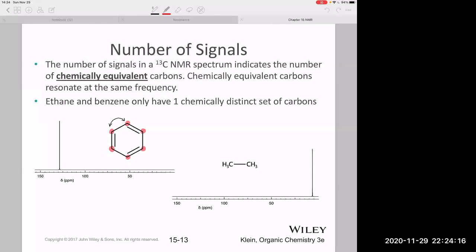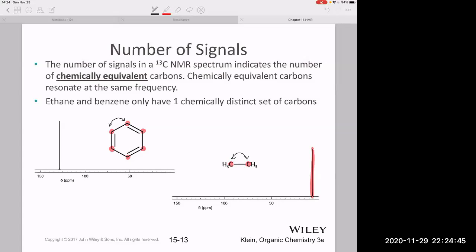Again, in our C13 NMR spectra for ethane, we only have one peak because both of these carbons are chemically equivalent. If I picked one up and swapped it, I wouldn't change anything. I wouldn't change its environment. It's still bound to one carbon and 3 other hydrogens. There's nothing weird going on there. So these are 2 examples of only having one set of chemically equivalent carbons.